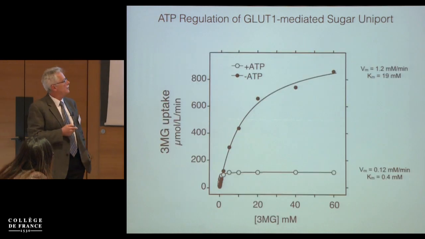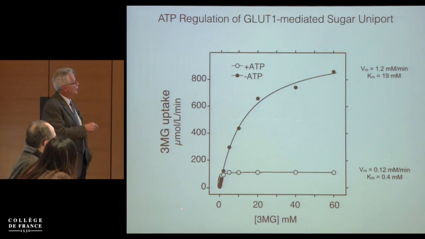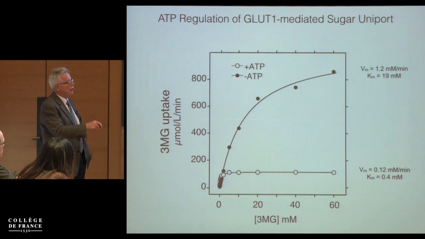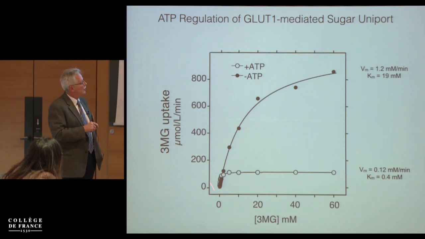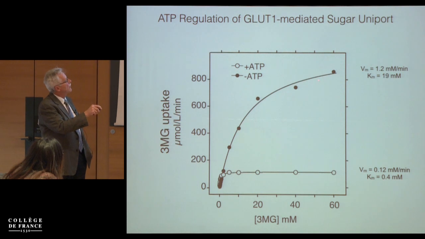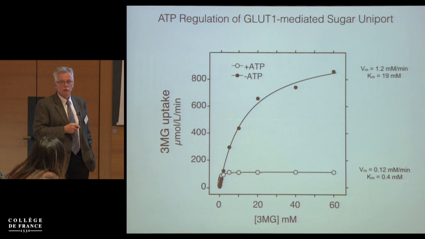I'll show you the data in this slide. This is sugar uptake in human red cells versus the external sugar concentration. These are ATP loaded red cells. These are ATP-free red cells. The ATP-loaded cells are low capacity, high affinity. The ATP-free red cells are high capacity, low affinity transporters.